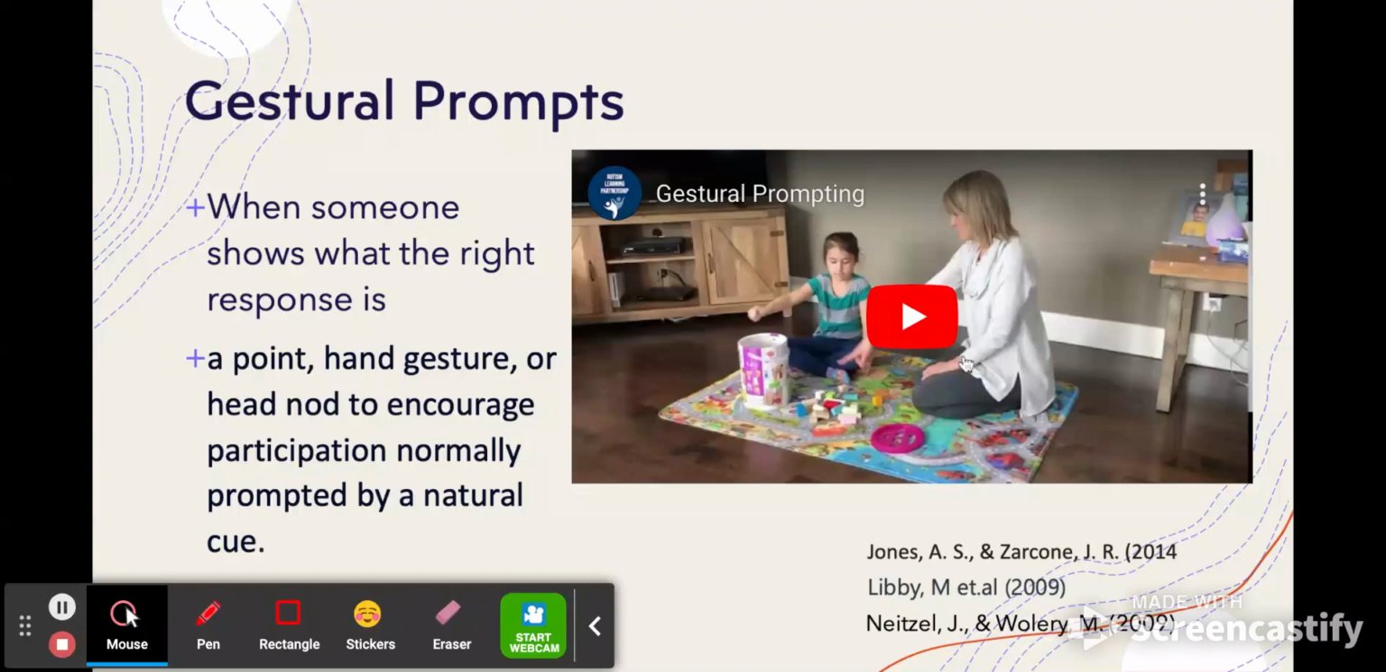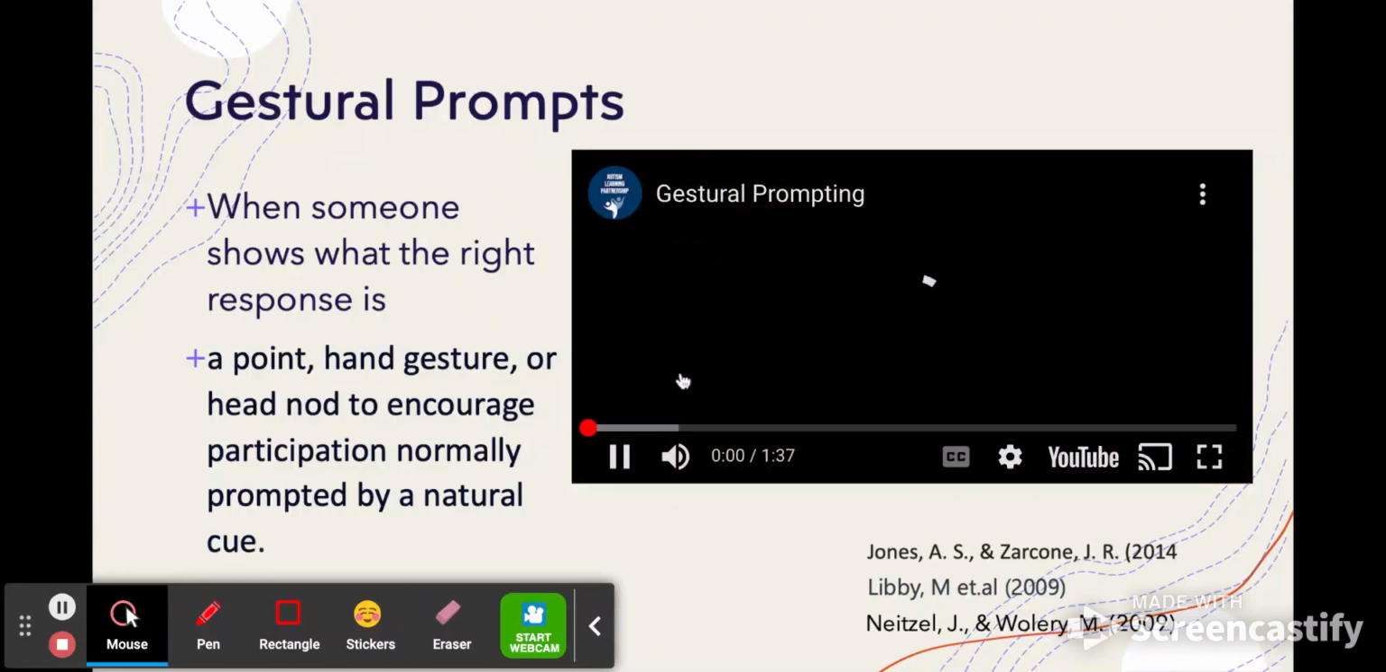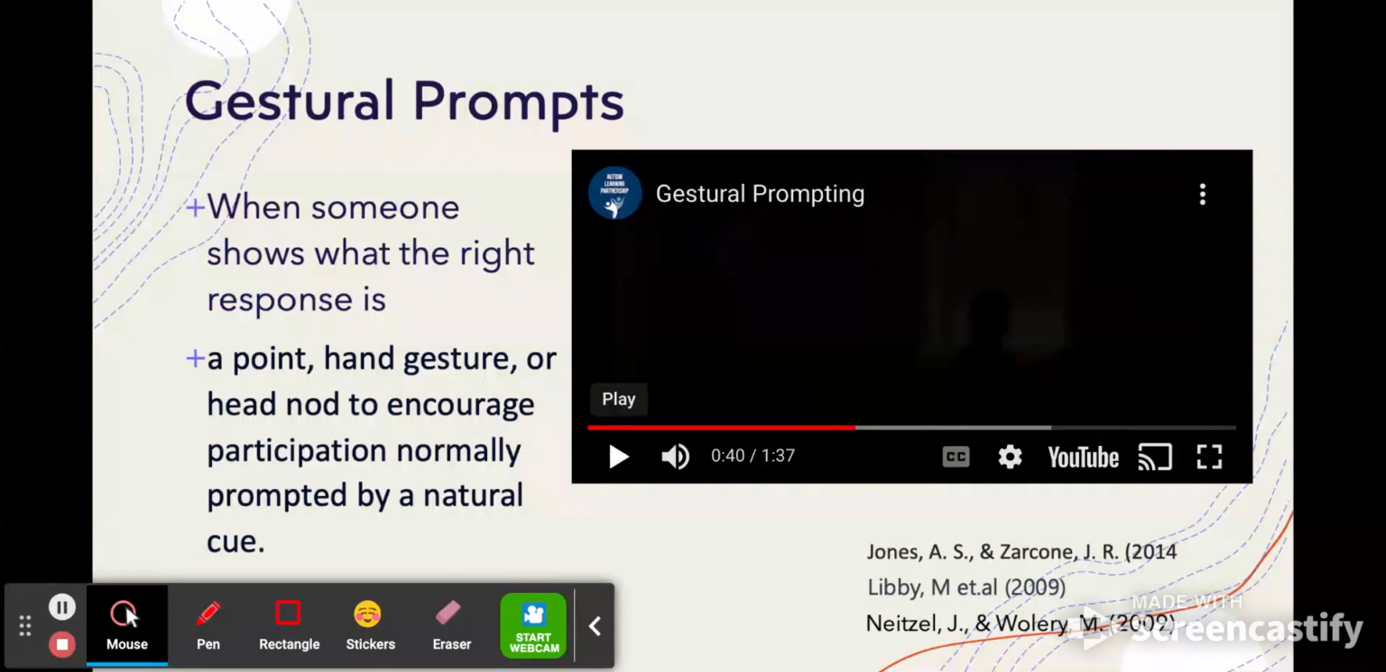And lastly, the last type of prompt that I will be covering is a gestural prompt. Gestural prompts are when someone shows what the right response is to give to any given instruction from an instructor or therapist. Gestural prompts are easily faded, particularly through using time delays or moving one's hand or finger gradually away from an object. Gestural prompts can be a point, hand gesture, or head nod to encourage participation, normally prompted by a natural cue. Some examples could be when helping a child brush his teeth, you can give him or her the toothpaste bottle and point to the toothbrush.